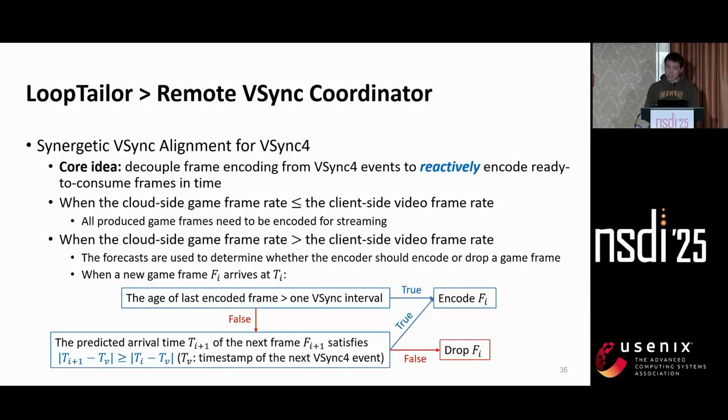As for vsync 4, the core idea is to decouple frame encoding from vsync 4 events to reactively encode ready-to-consume frames in time. When the cloud-side game frame rate is lower than or equal to the client-side video frame rate, all produced game frames need to be encoded for streaming to satisfy the client-side requirement as much as possible. Otherwise, the forecasts are used to determine whether the encoder should encode or drop a game frame.